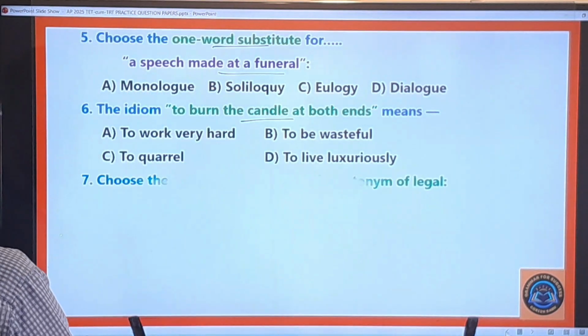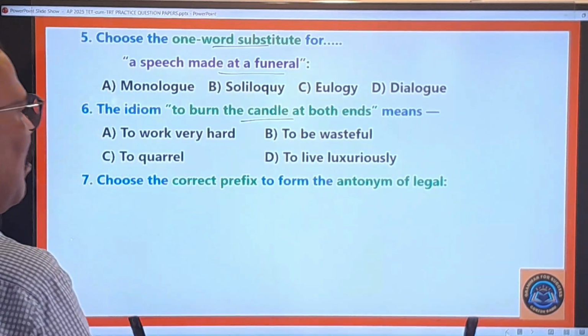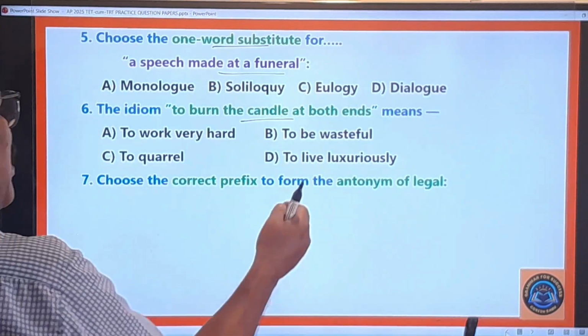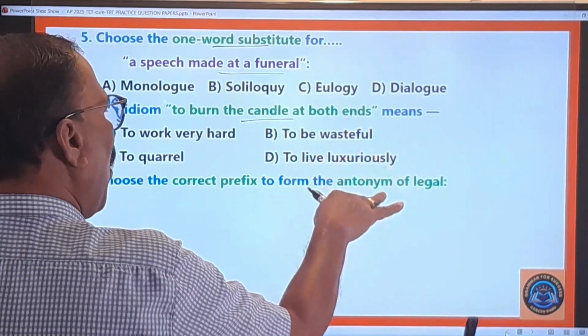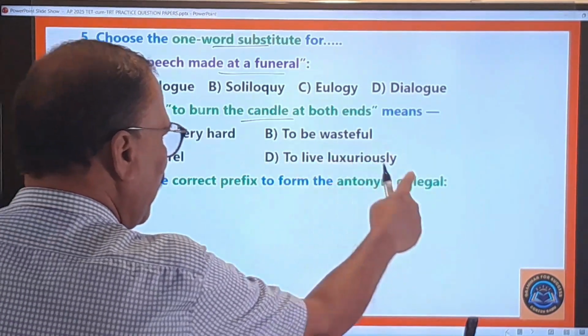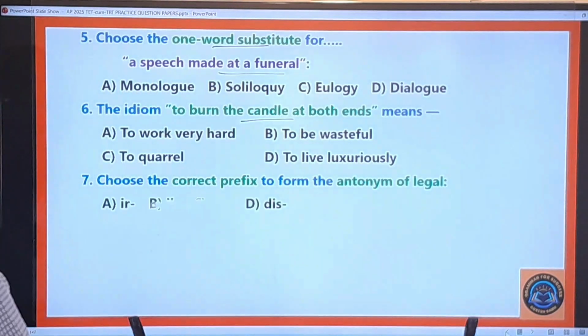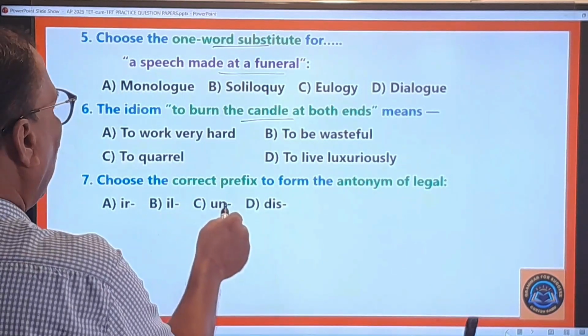You go to the seventh question. Choose the correct prefix to form the antonym of legal. So how can you form an antonym of this word legal? What prefix will you use to make this legal an antonym? Means here you look at the given options: ir, ill, un, dis.